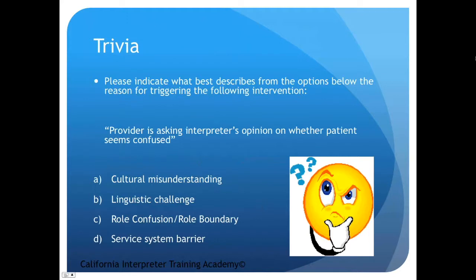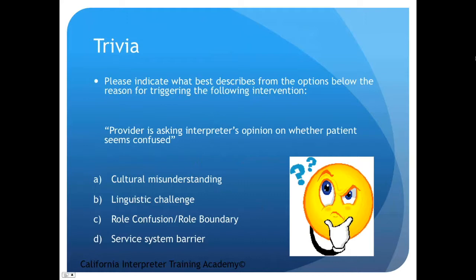So here is our first trivia of the day. I'm going to read it to you. Please indicate what best describes from the options below the reasons for triggering the following intervention. Provider is asking interpreter's opinion on whether patient seems confused.